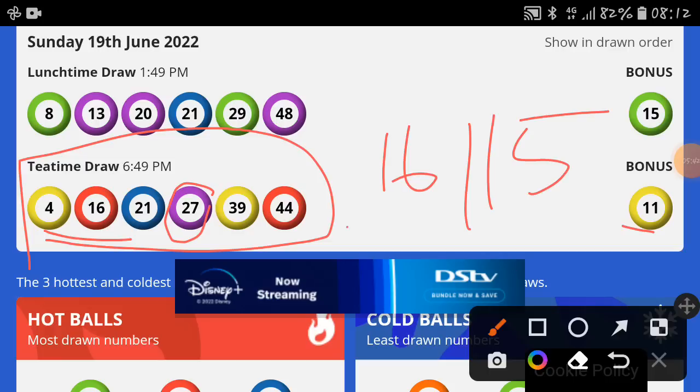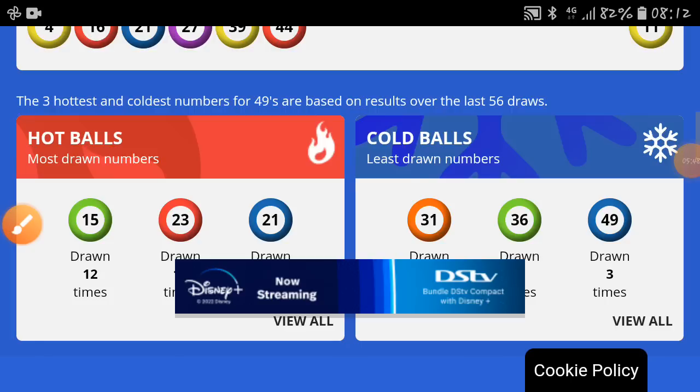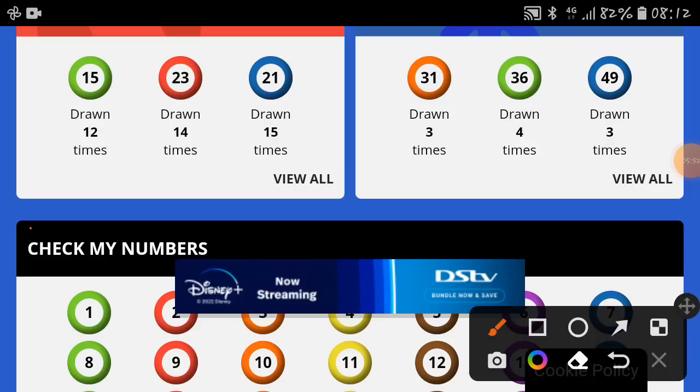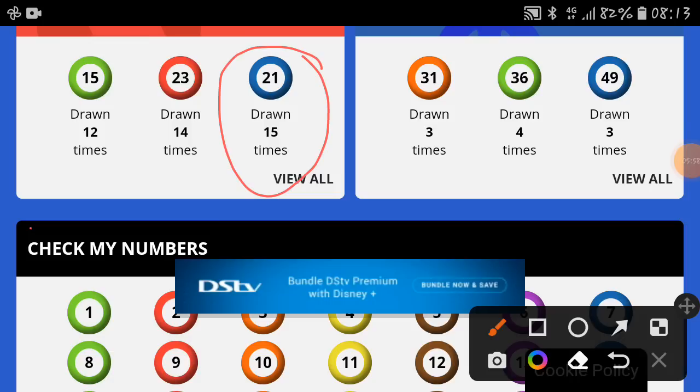So the numbers I have from here are 16 and 15. Let's go down here. Here is where you see which numbers are hot. This is the hottest number in town, the hottest number that we have today.